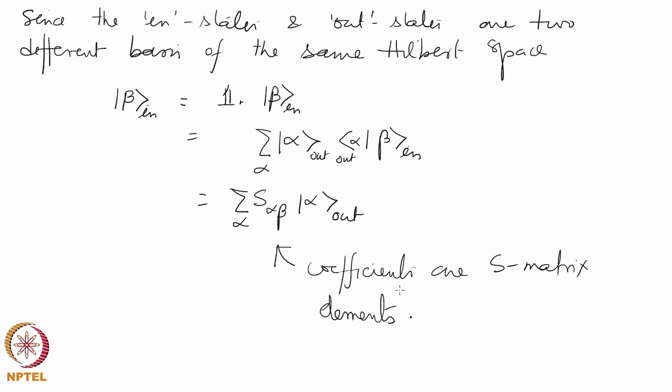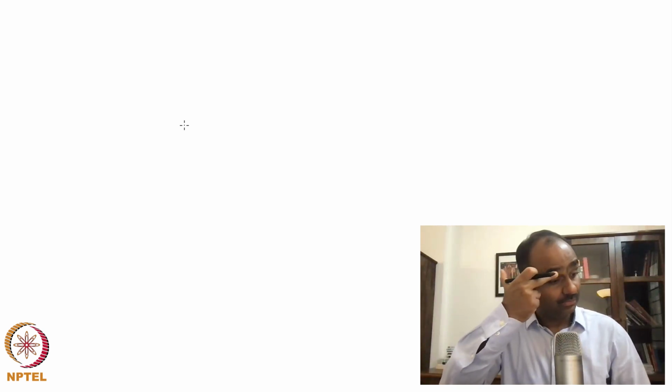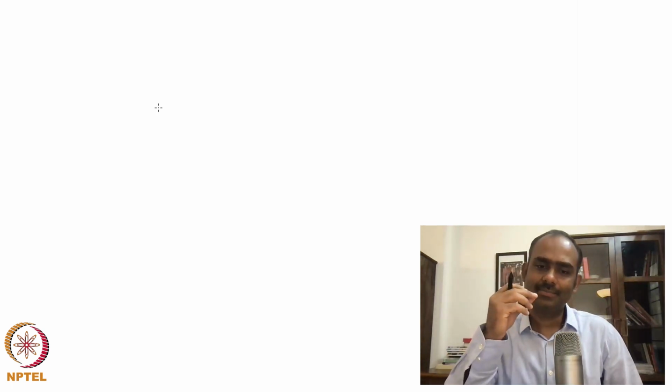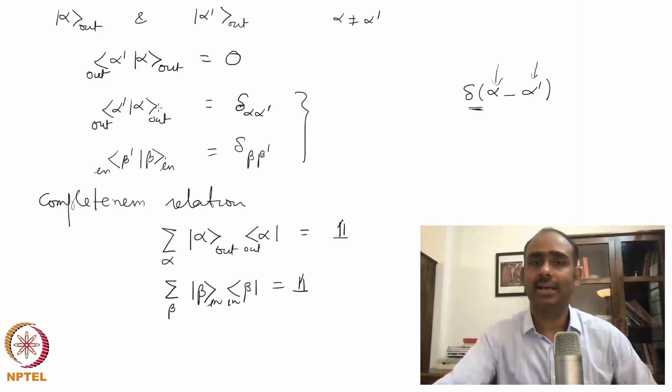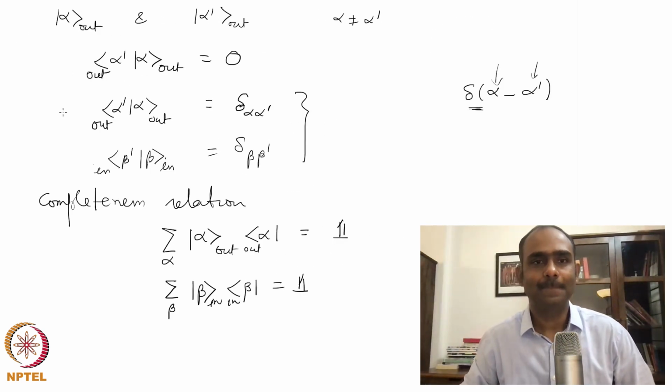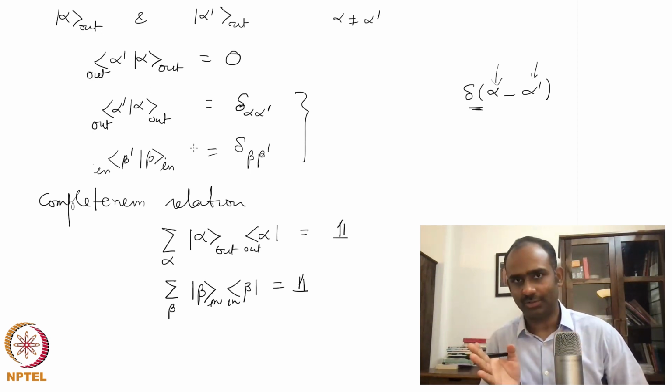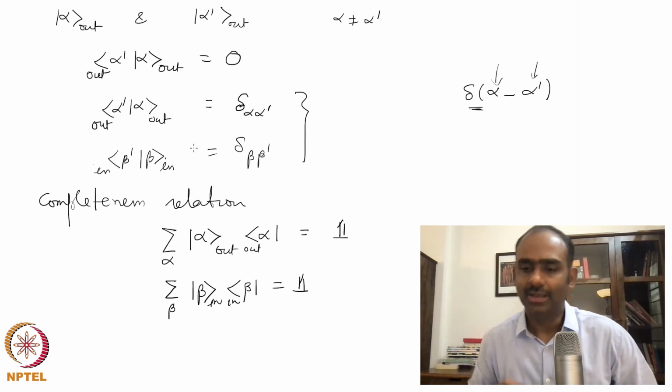Okay, good. Now I'll show you something else. When you are going from in state to out state, you are changing bases. You are going from one basis to another basis in the Hilbert space. Okay, and these bases, as I have argued here, are orthonormal bases. So you are basically going from one set of orthonormal basis vectors to another set of orthonormal basis vectors.